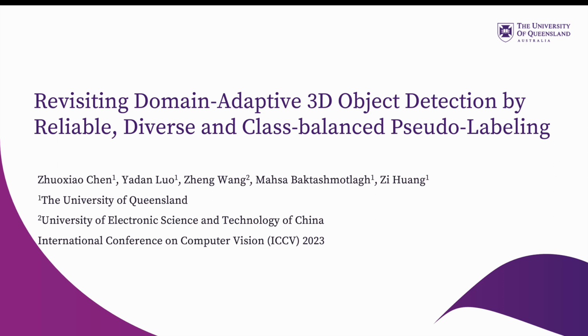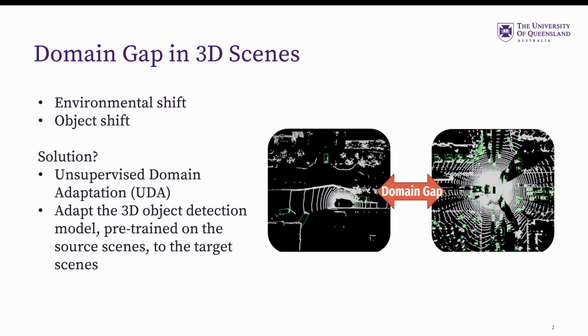In this work, we address the performance degradation of 3D object detectors when deployed in cross-domain environments. Let's begin by discussing the primary reason behind the failure of 3D detectors when test point clouds differ significantly from the training data: the domain gap. This gap arises from a combination of environmental and object shifts within different 3D scenes.